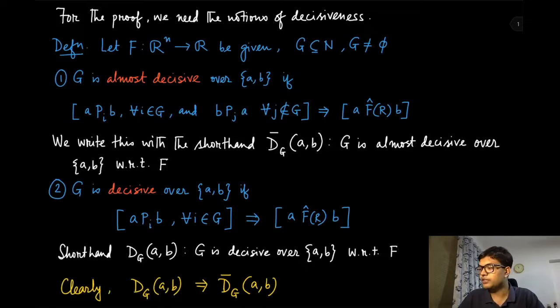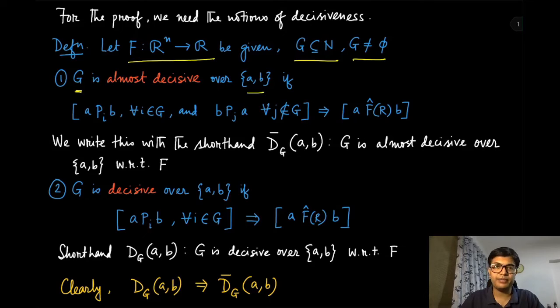So suppose we have this SWF, which is given by this, and suppose we have a group, a subset of the agents denoted by G, and of course that is not empty. We are going to call that set almost decisive over these alternatives A and B if the following thing happens, and we are now familiar with this notation. Whenever whatever I write within these square brackets happens, this implies this outcome, which is the implication of that happening.